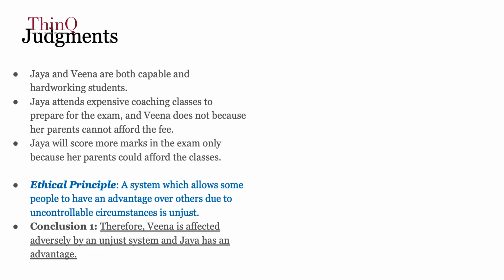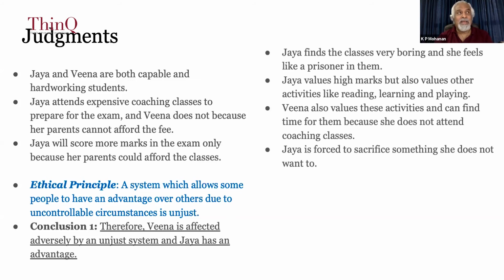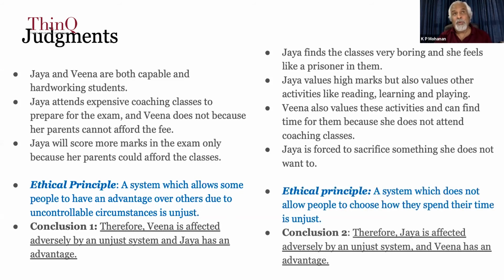Right. So now, can we unpack Mo's judgment a little more clearly? Well, actually, my heart goes out to Jaya, as I said, because Jaya finds the classes extremely boring. She doesn't want to do well. Her parents force her. And Veena has an opportunity to do other kinds of things that she finds valuable. And Jaya doesn't have a chance. Jaya is forced to sacrifice, waste her time on something that she doesn't want to do. So I would say Jaya is the victim. The system forces Jaya to do what she doesn't want to do. So it is extremely unjust to her.